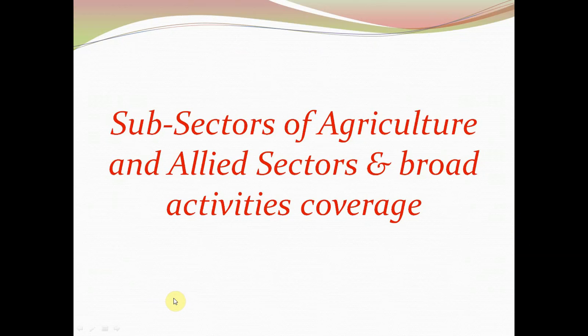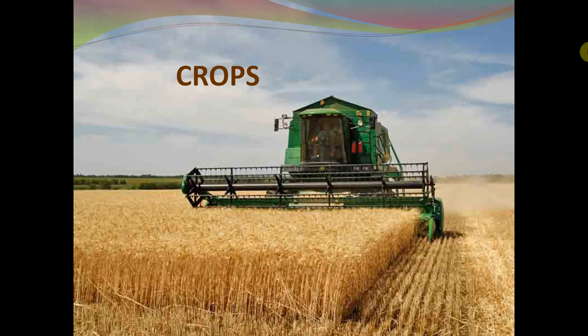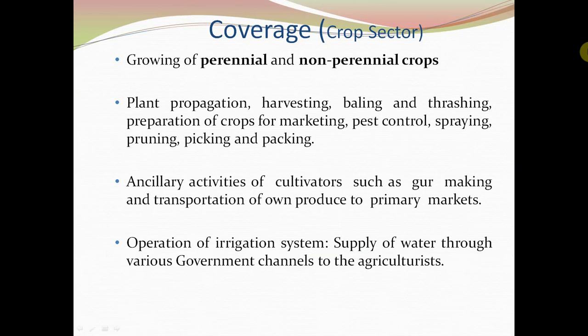So next, now the subsectors of agriculture and allied sectors and broad activity coverage. How we are calculating their GVA, how we are calculating GVO, output, input, all we will discuss subsector wise. Now first of all, crops. In crops, what will we cover? First of all, growing of perennial and non-perennial crops, 12 months crops and crops for lesser time.